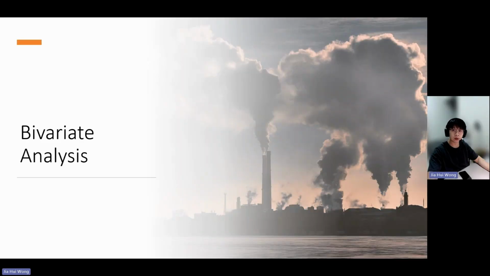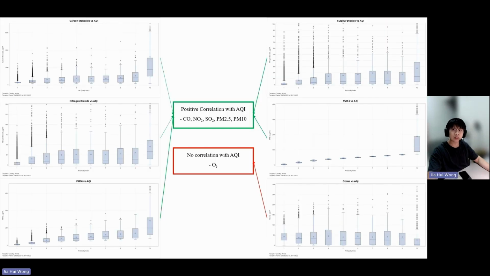Hi, I'm Wong Jihui, and now I will be presenting the bivariate analysis part. In this slide, it consists of 6 charts which study the relationship between different pollutants concentration and the AQI. Based on the visualization, we can categorize those charts into 2 categories, which are pollutants that have positive correlation with AQI and pollutants that have no correlation with AQI. For the first category, there are 5 types of pollutants, whereas the second category has only 1 pollutant.